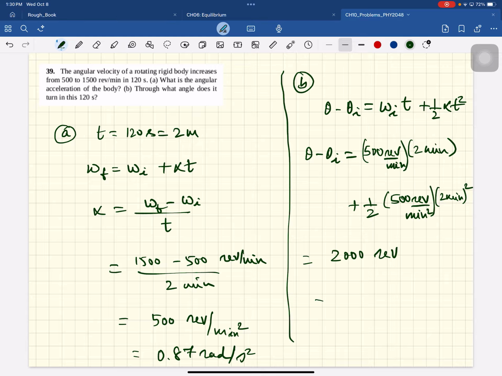And if you want to calculate this in radians, 1 revolution is 2 pi radians, so it's 4,000 pi radians. Okay. And if you wanted to find it in degrees, 2,000 times 360 degrees. Yep. 1 revolution is 360 degrees.